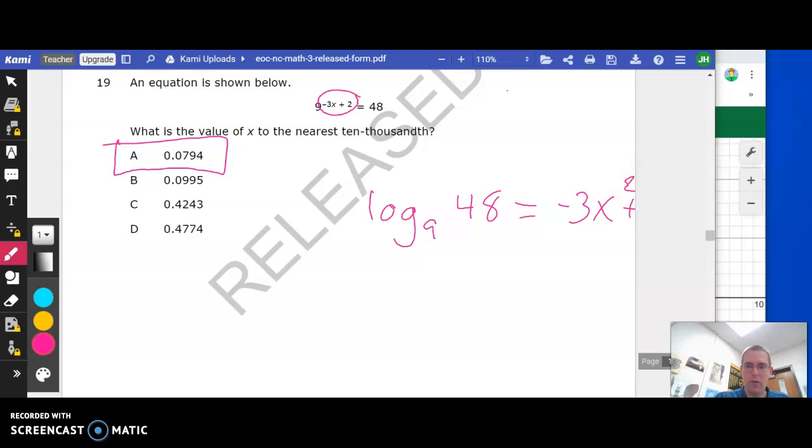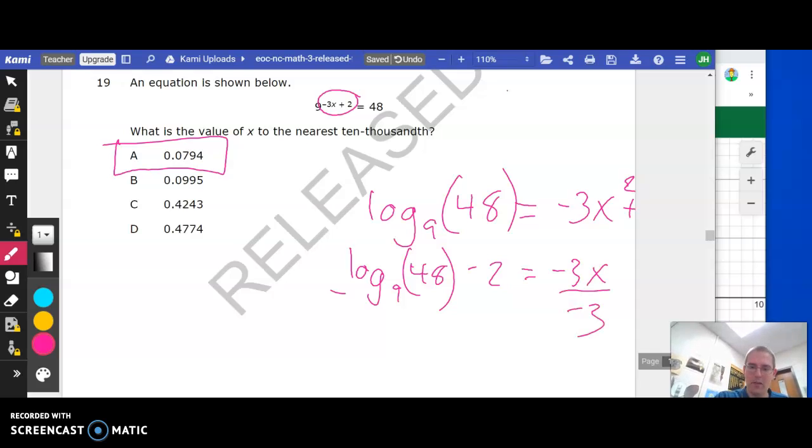To solve, I would need to subtract 2 from both sides. And remember that 48 is inside the log, so just like you couldn't subtract 2 if it was inside a sine or a cosine or a square root, you can't subtract 2 there. In fact, maybe it's helpful to put that 48 in parentheses so you just know not to mess with it. Then I have this -3, so I would need to divide by -3.